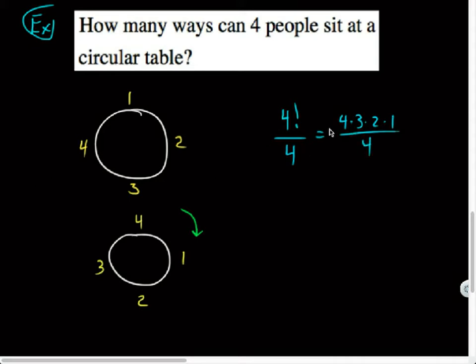Which, notice, wait a minute. This is how many ways? 6 ways. And so there are 6 ways for this to occur.